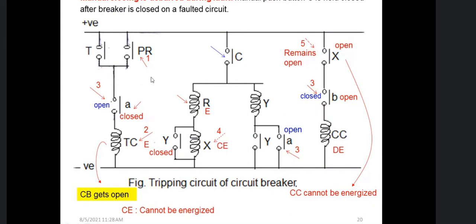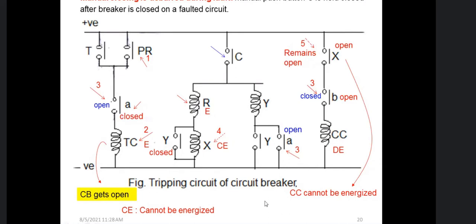Understood what is the purpose of this control circuit? It is written tripping circuit. Actually, it is a control circuit, because in colloquial language, in the power station, it is called a tripping circuit. Have you understood these two scenarios?